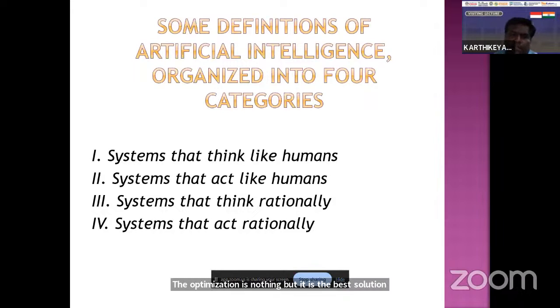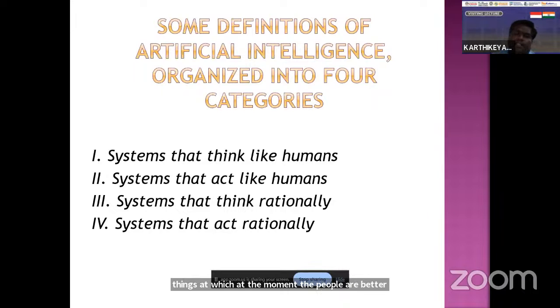And second one, the system that acts like humans, which means the study of how to make the computers do things at which, at the moment, people are better.